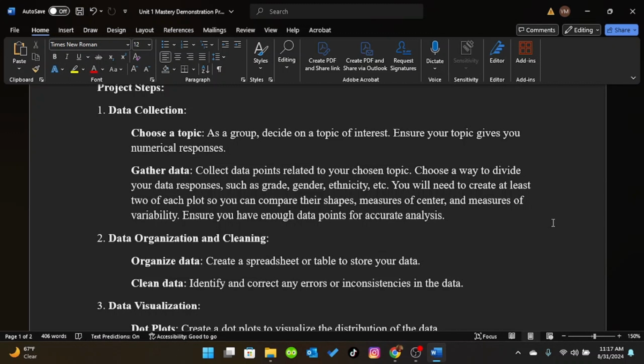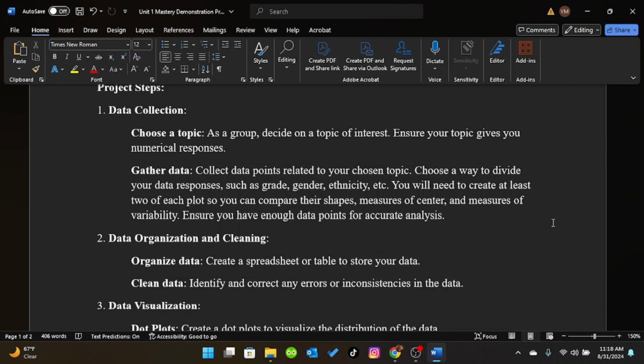You will need to create at least two of each plot so you can compare their shapes, their measures of center, and their measures of variability. Again, this is what I was just talking about. So if you choose to divide it up by grade, then maybe you have 9th graders and 10th graders in one plot, and you have 11th graders and 12th graders in another plot. Maybe you have boys in one plot, girls in another plot.